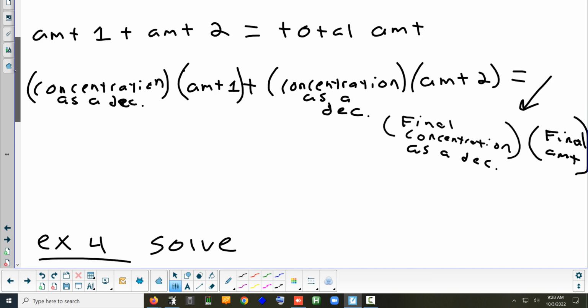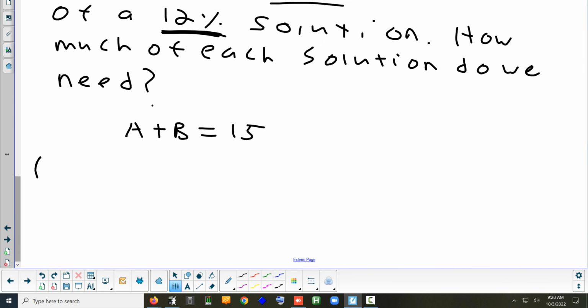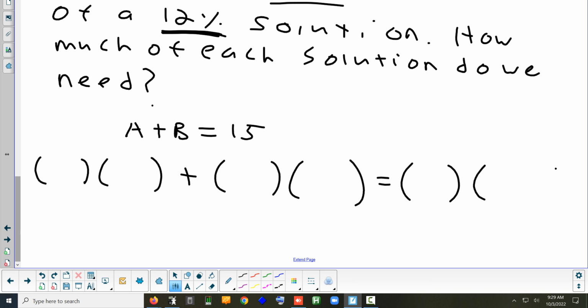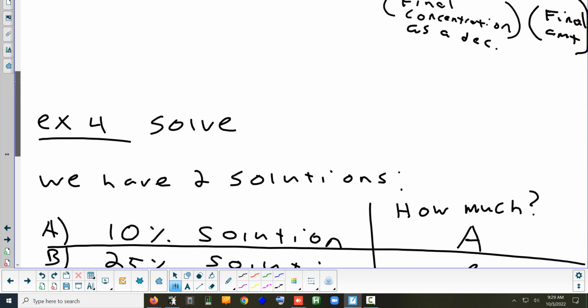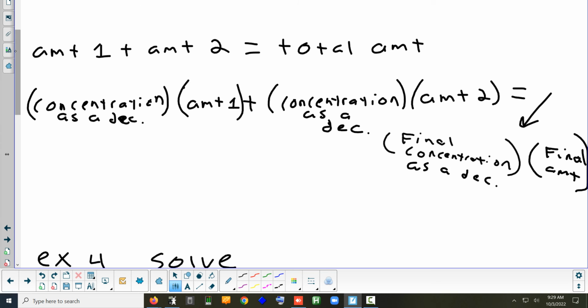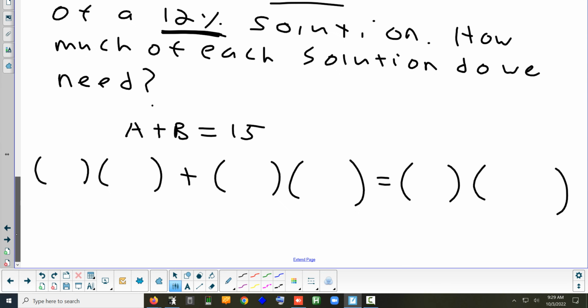So let's set up 3 sets of parentheses first. Concentration times amount, plus concentration times how much we use, the amount, equals the final concentration times the total amount of liquid. So let's start with our first concentration as a decimal. This part is going to represent solution A, this part solution B, and this part the final solution.